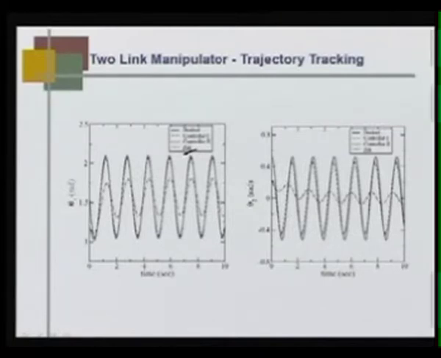So, this is joint 1 and this is joint 2. The joint 1 position tracking for both controller 1 and controller 2 is very good, and here also for both controller 1 and controller 2 it is very good, but Jack, whose algorithm we compared with, as I said, is not able to do properly.